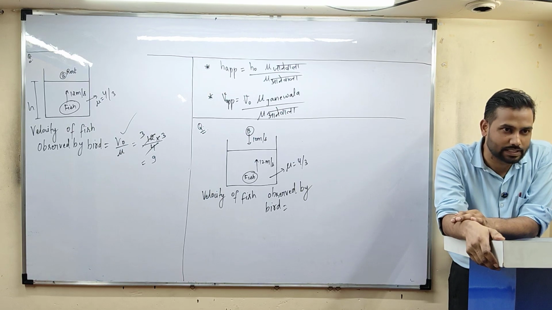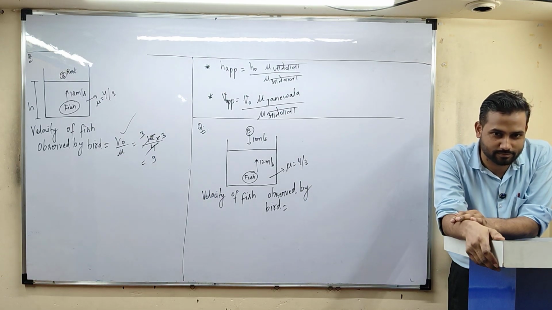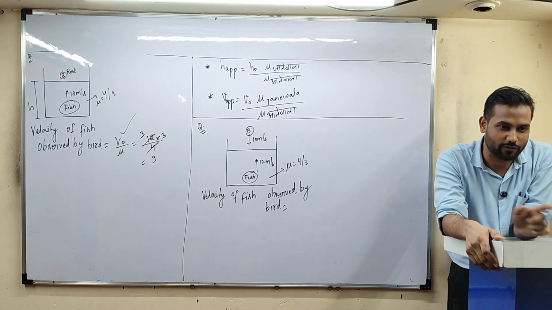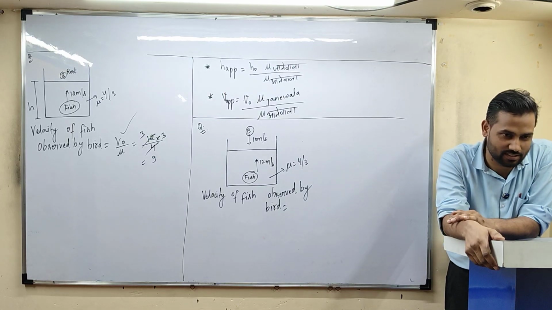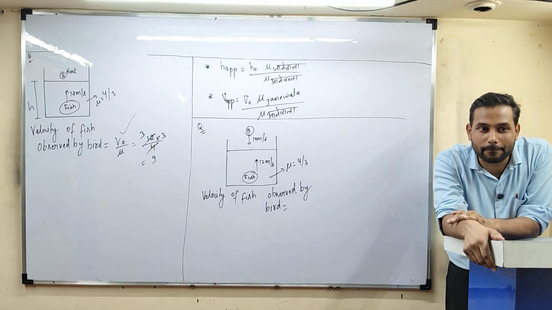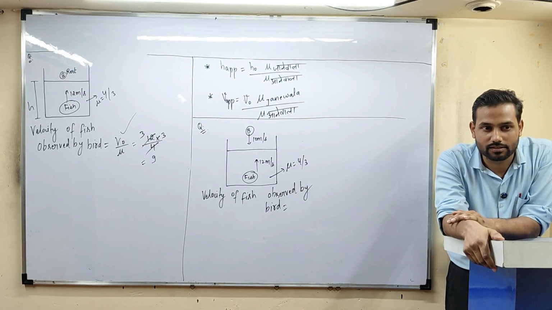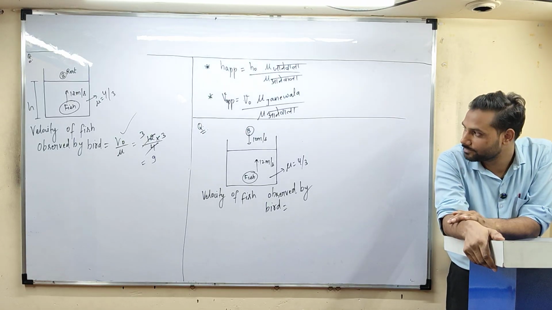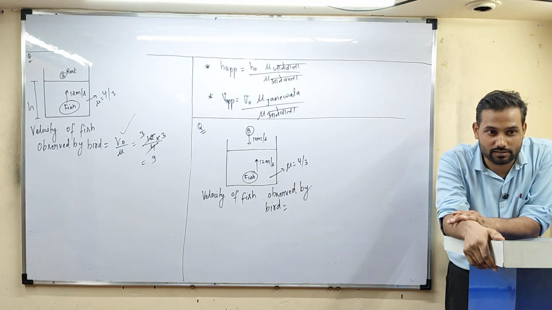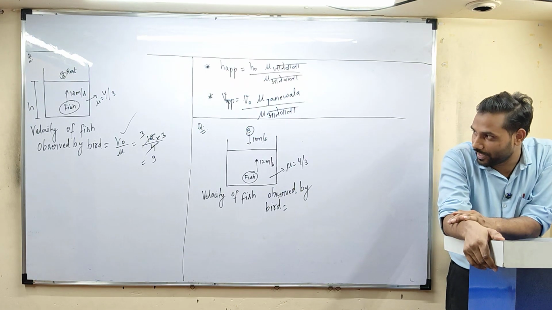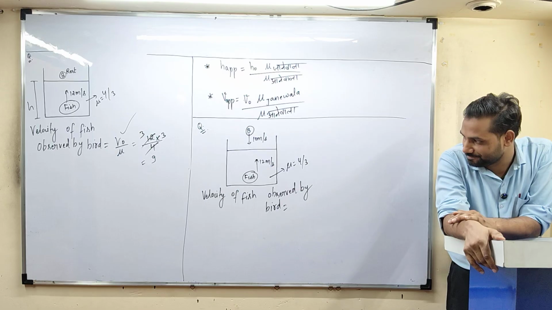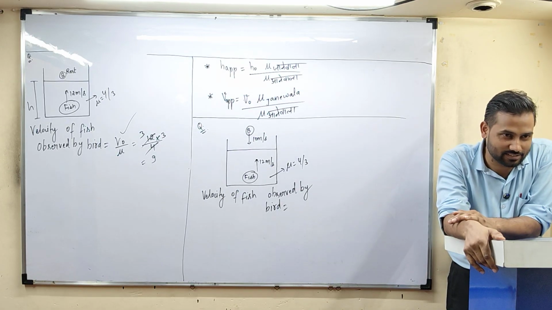Is it 19? 19. Very good. Of course, 19 is correct. How? 10 plus 9, 19. That means you are adding that particular velocity. 10 plus 9.